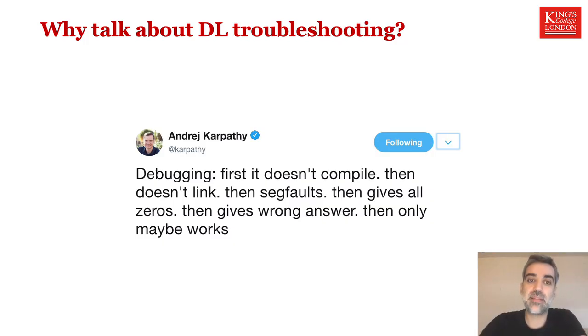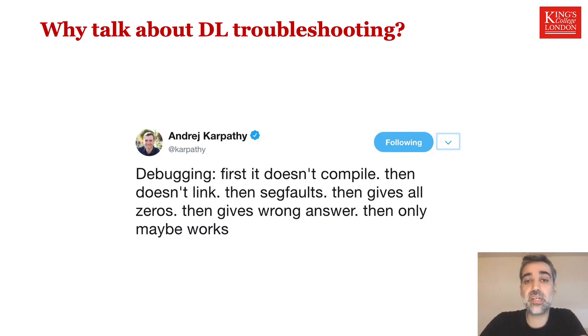There was this post again by Andrej Karpathy, where he was talking about debugging as a process where you first start with something that doesn't even compile, that doesn't link, then the code segfaults, then it gives you all zeros, then it gives you the wrong answer, and then maybe it works. What's interesting is that it shows debugging is a process where nothing is working at the beginning, and then things start working one by one. But until the last step, until you build the full puzzle, until all of the issues are solved, things do not work at all. It still gives you the wrong answer until you fix the last bug and then everything works out.